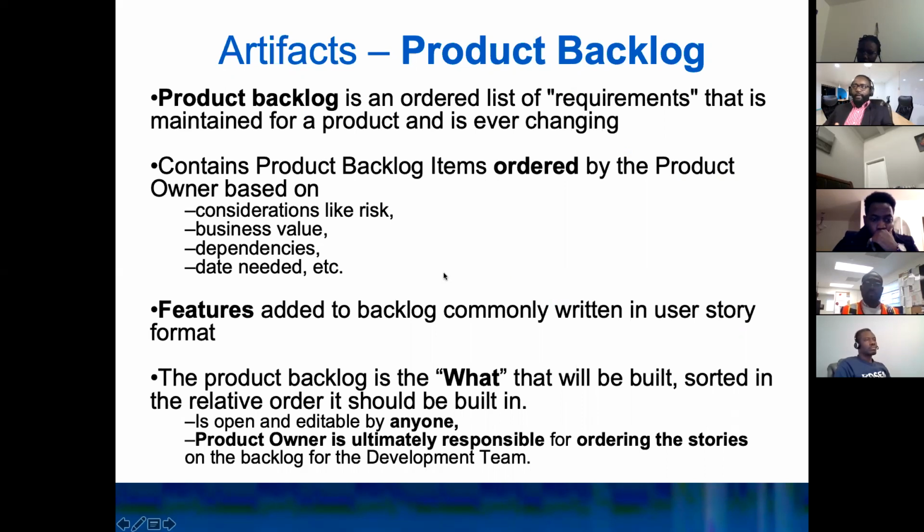I think that's one thing we discussed a little bit when we spoke about the core role of the product owner, right? So the product backlog is an ordered list of the requirements that is maintained for a product and is ever changing. I mentioned all that before multiple times because that's really important. I said yesterday that the product backlog is ever changing, right?